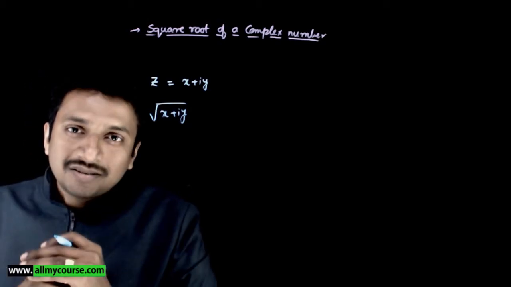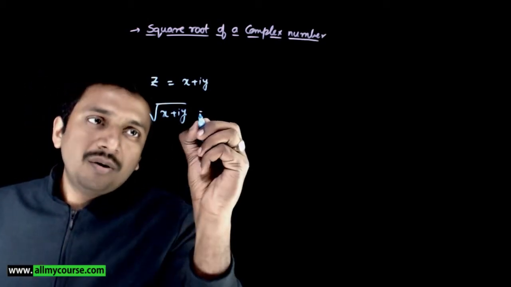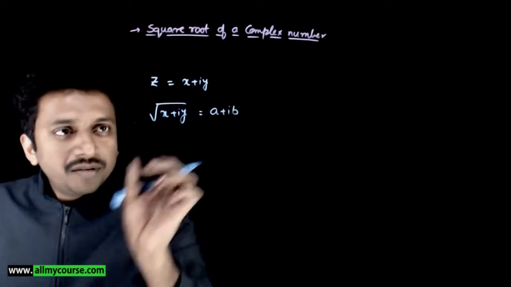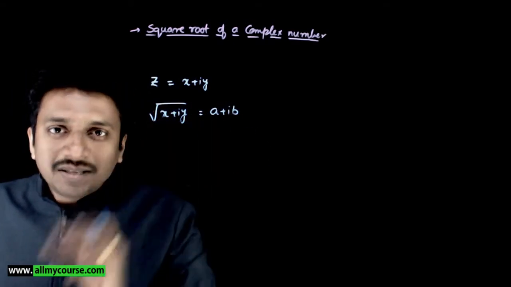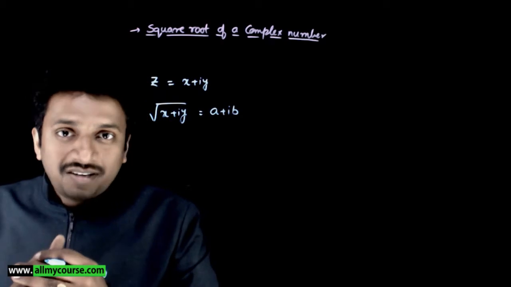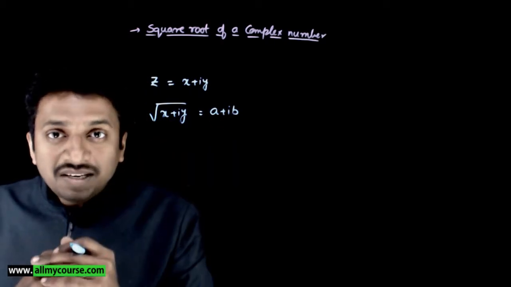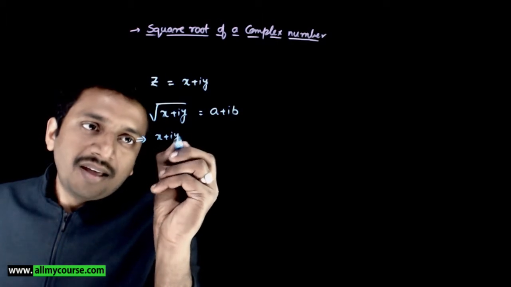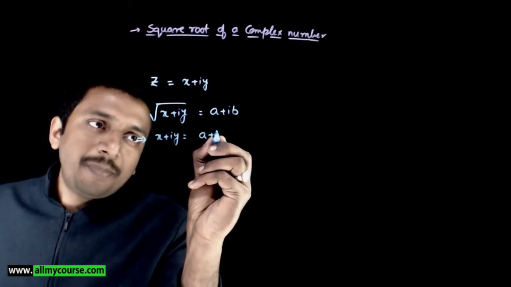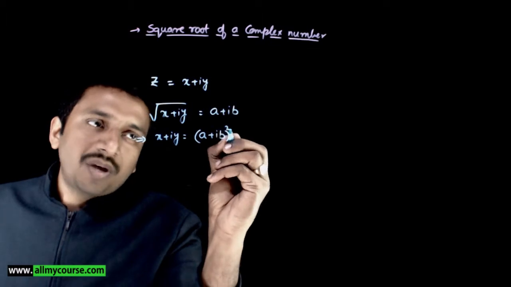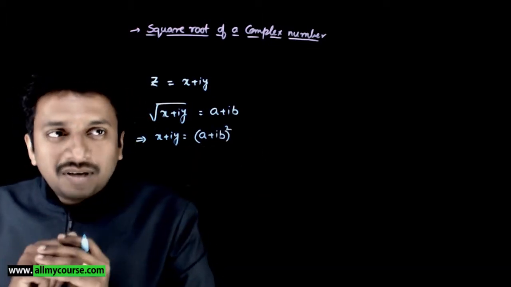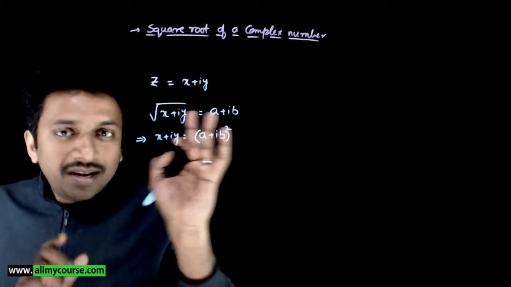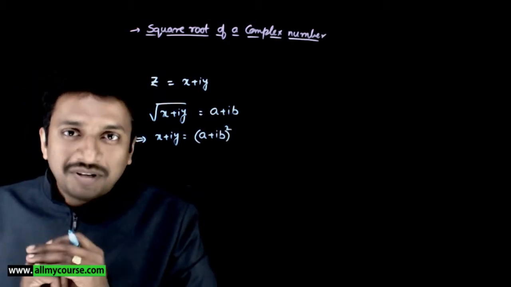To find this, let us assume that the square root of this is a plus ib. If square root of x plus iy is a plus ib, then what is the condition that a plus ib has to satisfy? This implies x plus iy has to be equal to a plus ib whole square. Remember, in this question, x and y are given to you. You're asked to find a and b. That's your aim.